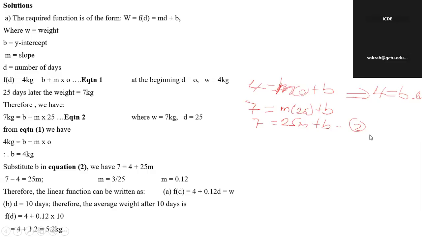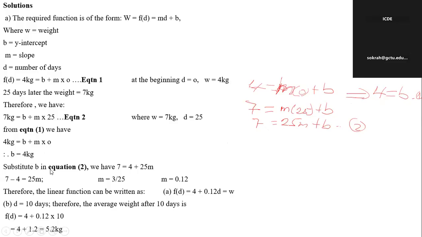Then we solve this simultaneously. Now we have equation 1 and equation 2. We solve it simultaneously. But you could see straightforward from equation 1, B is equal to 4, direct. So you just come and substitute B is equal to 4 into equation 2 so that you can look for your M.